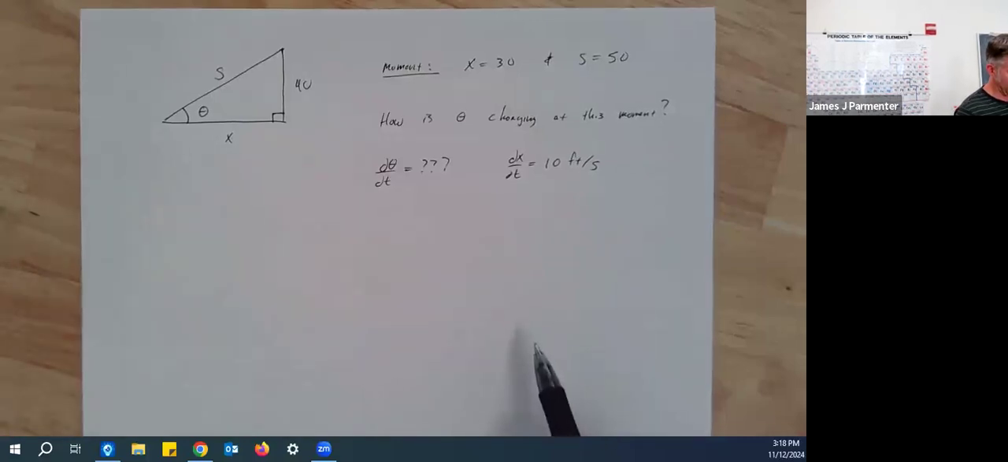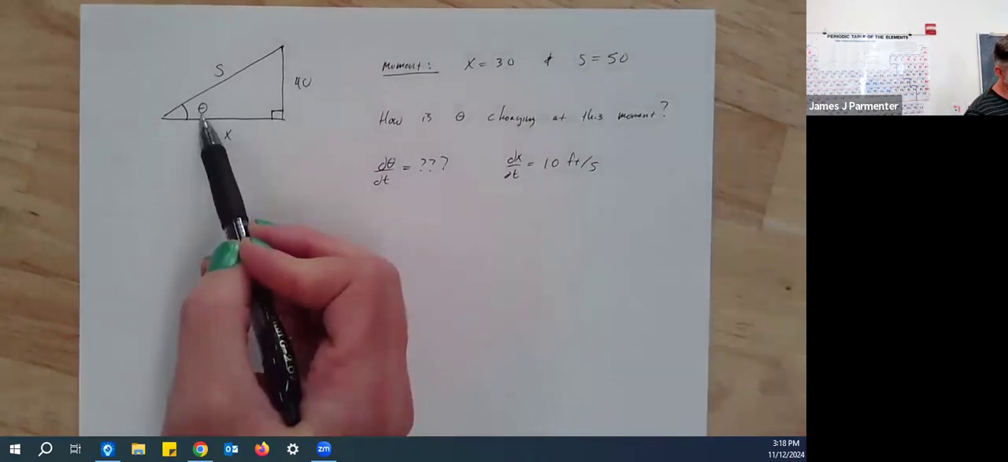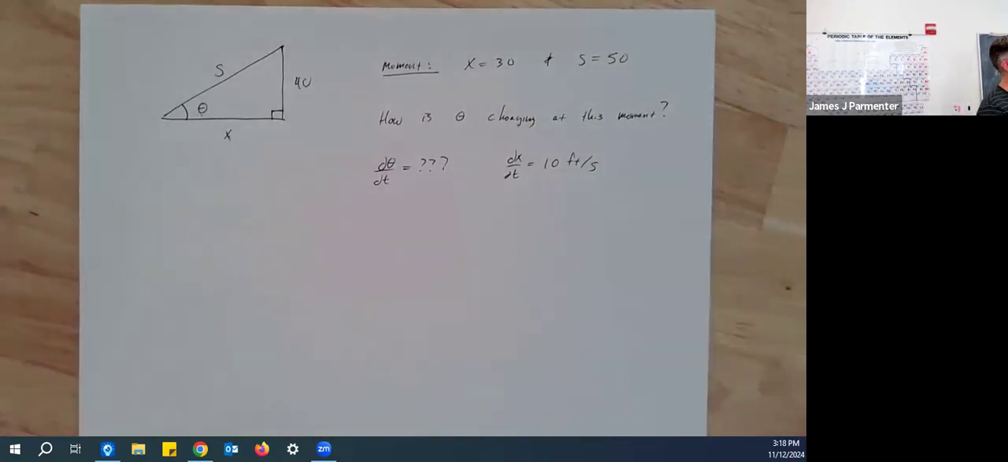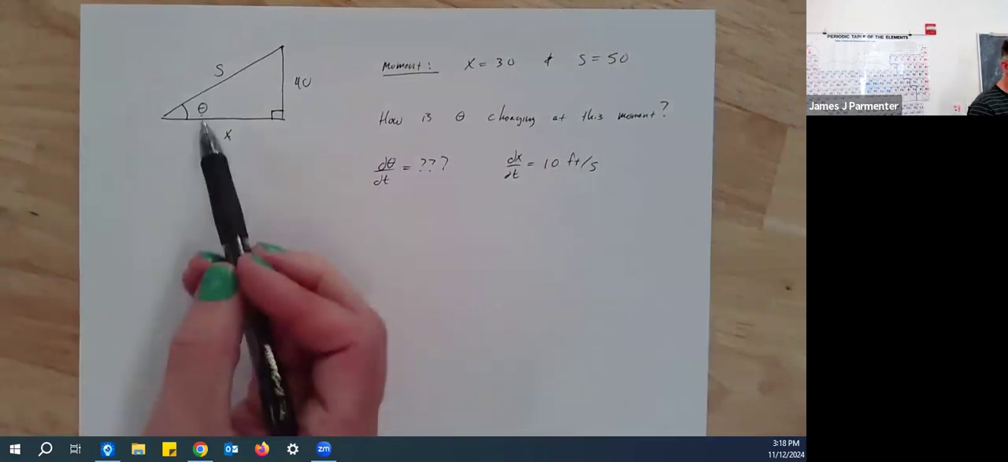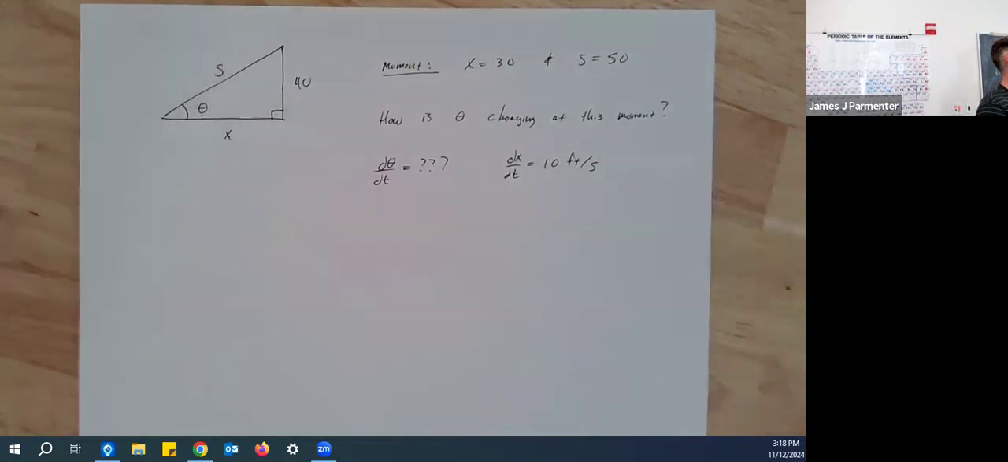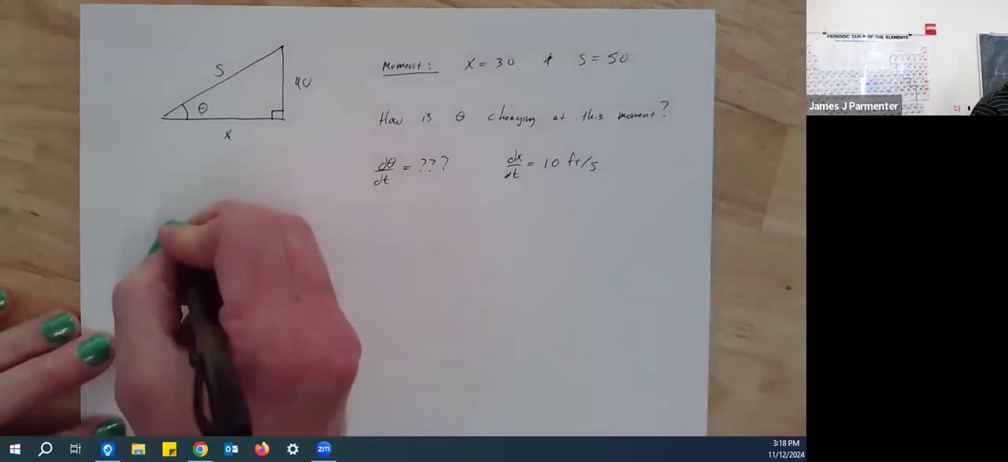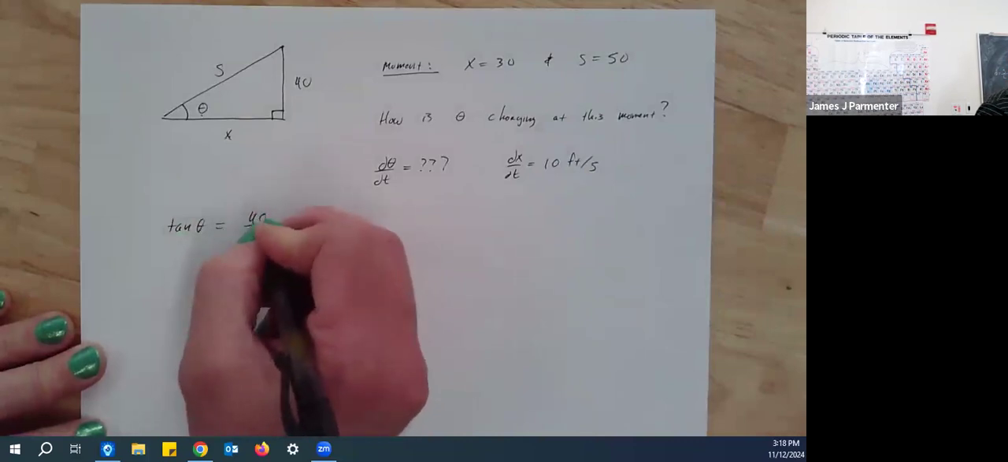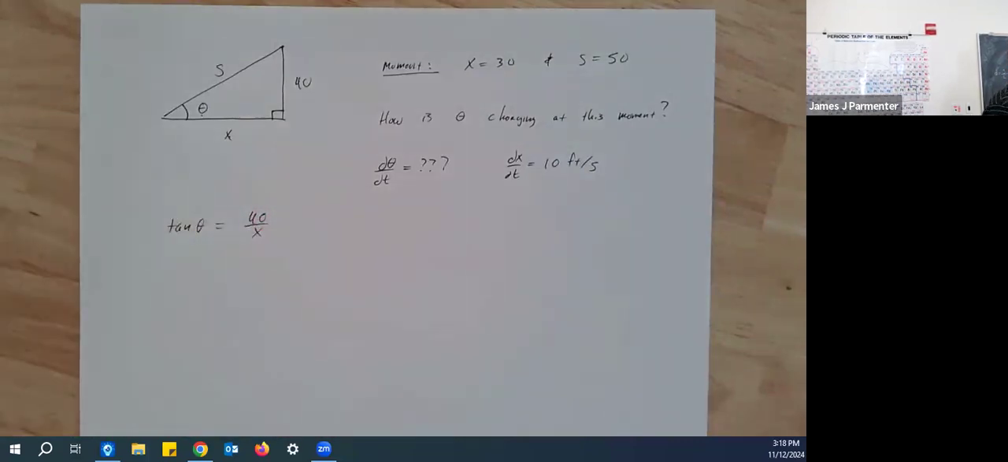So we want to find an equation relating the angle theta and the side X. Which trigonometric function should I use that relates theta and X and preferably not S? There's two good answers here. Tangent's definitely one of them. What's the other one? Cotangent. Yep. So you can either say tangent of theta equals 40 over X, because tangent is opposite over adjacent. But I actually think the other way is the better way to go.